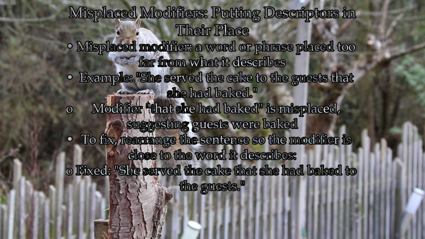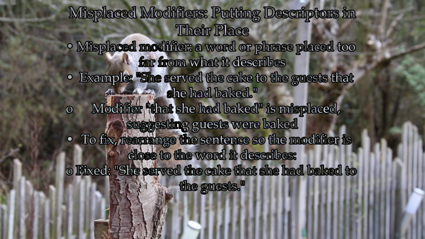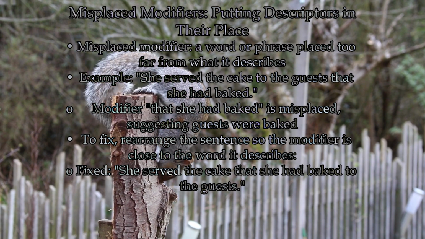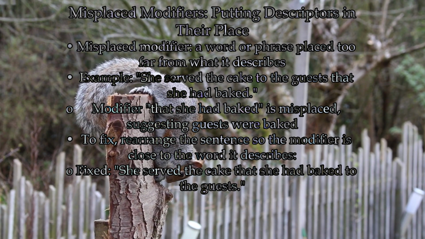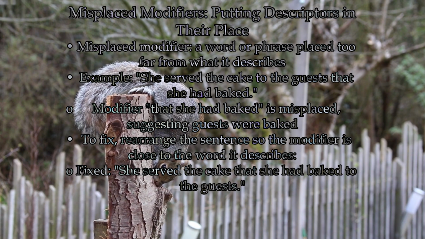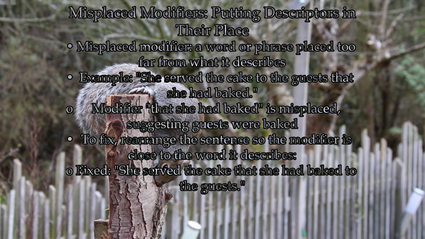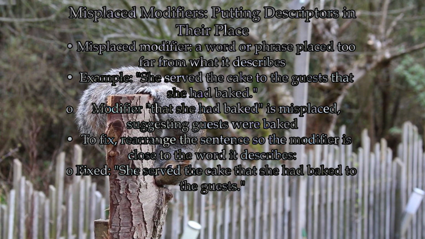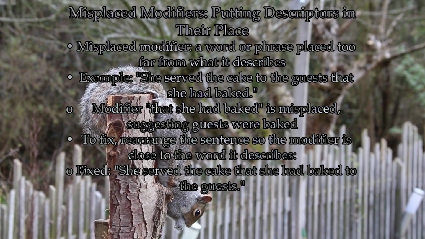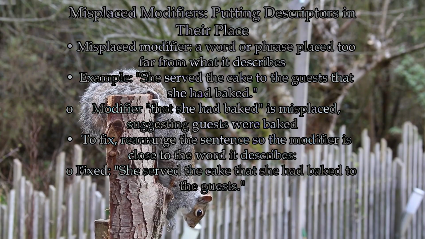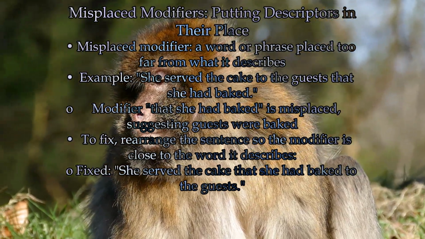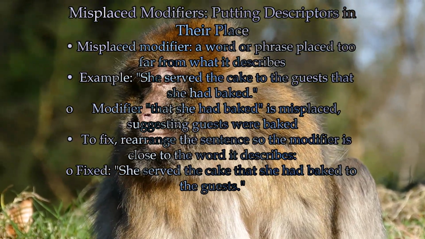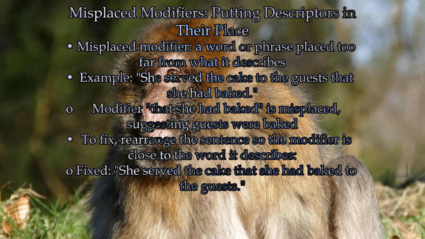Here's another example of a misplaced modifier. She served the cake to the guests that she had baked. In this sentence, the modifier that she had baked is misplaced, making it sound like the guests were baked, not the cake. To fix a misplaced modifier, we need to rearrange the sentence so that the modifier is close to the word it's describing. Fixed. She served the cake that she had baked to the guests.